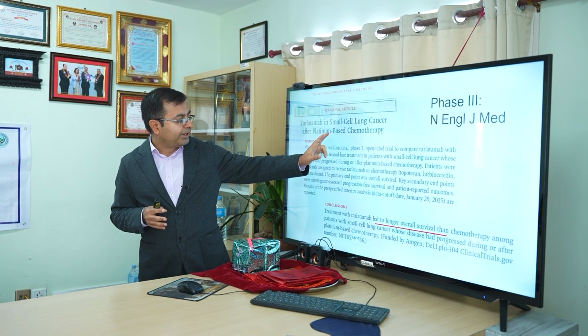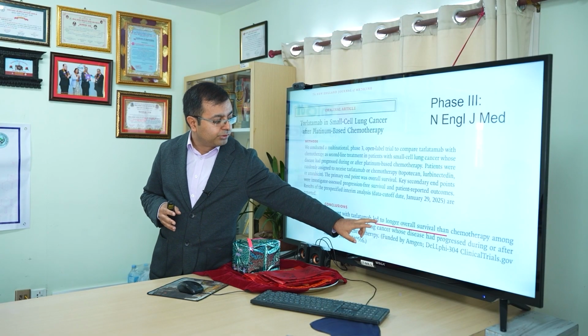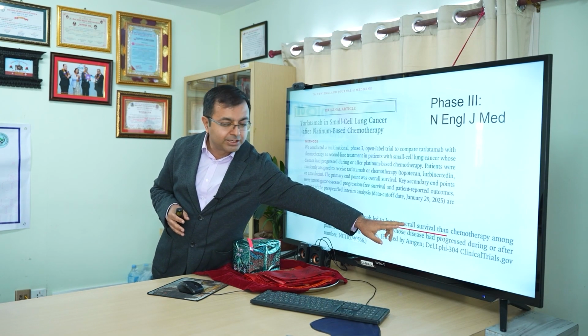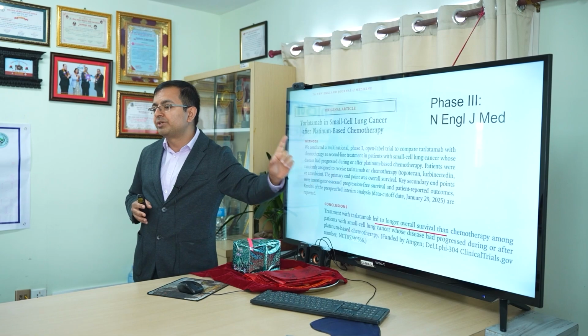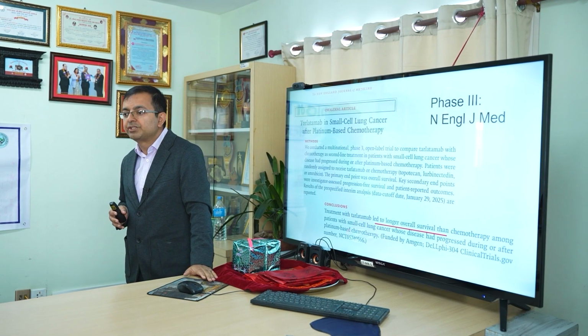And they found that the conclusion was this led to a long-term overall survival. First time we are seeing that this drug improves overall survival. It was not seen in any of the other phases of the trial.